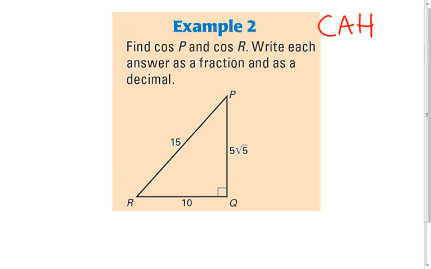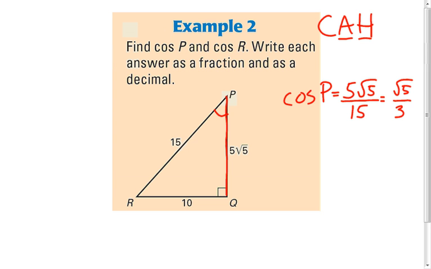Soh-Cah-Toa. Cosine is adjacent over hypotenuse. So the cosine of P is equal to the adjacent side, that's the one that's next to it. Has to be 5 radical 5 over the hypotenuse, which is 15. That can certainly be simplified. 5 goes into 15, so we get radical 5 over 3, and then you can write that as a decimal out to 4 decimal places.